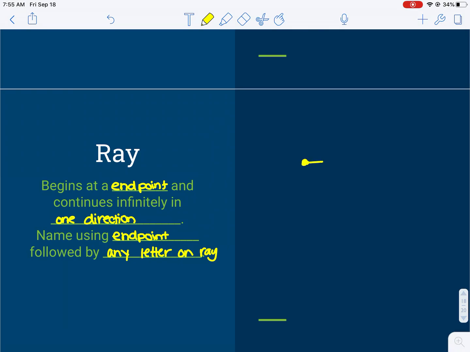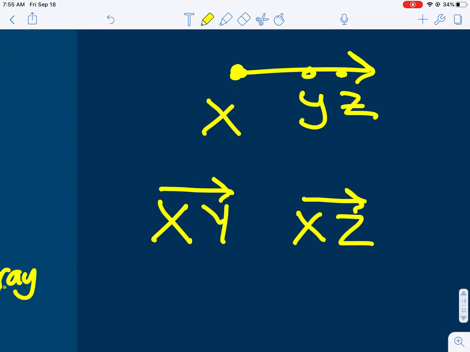So if I have a picture like this, and I have X and Y is over here, and maybe we'll snuggle Z in there as well, I can call this XY. I can call this XZ. I cannot call this YZ because my endpoint is X, so it has to go first. Okay, notice up above, I drew a little baby ray up top to show, hey, it's a ray.